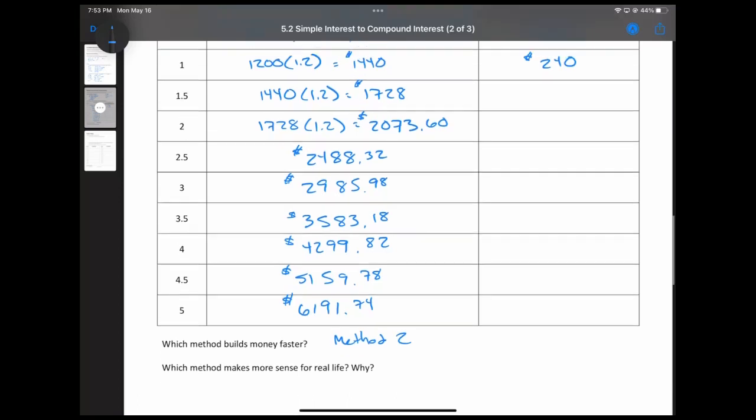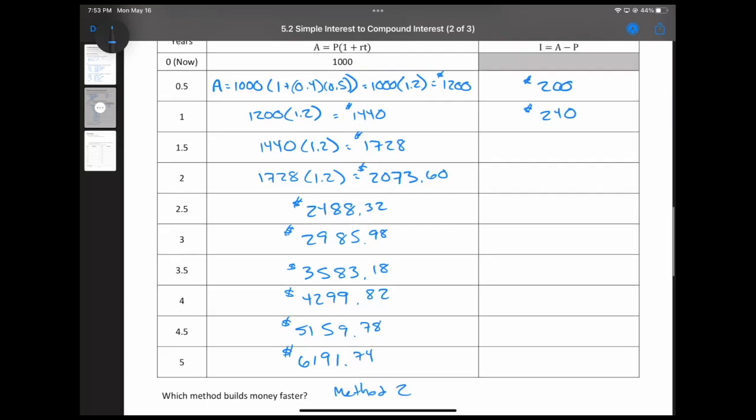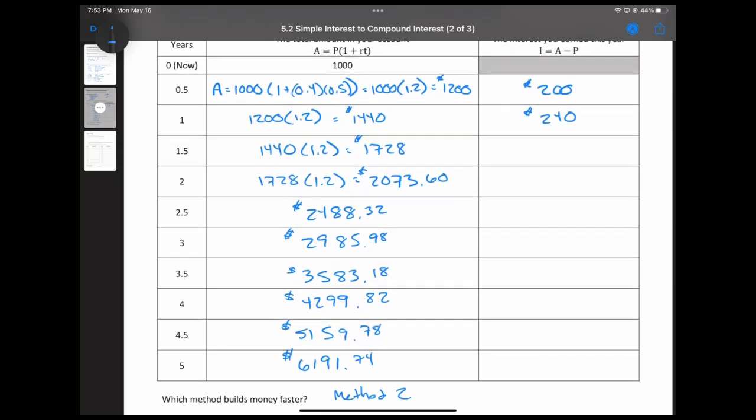Just to go back and fill in the table here, in order to find out how much interest we made during each 6 months, all I have to do is take the amount that I have now and subtract off the amount that I had before. So 1728 minus 1440. So in the third block, I make $288 interest. And rather than make you sit there and watch me do this on my calculator, I'm just going to pause, fill this in, and I'll be back in just a second.